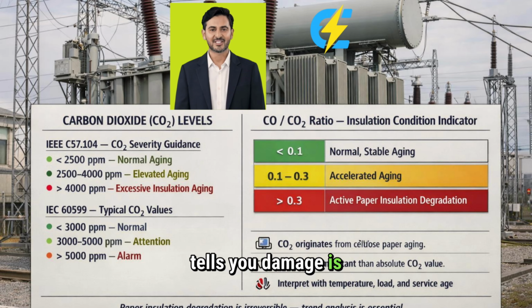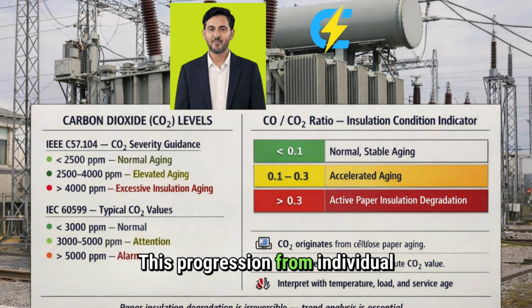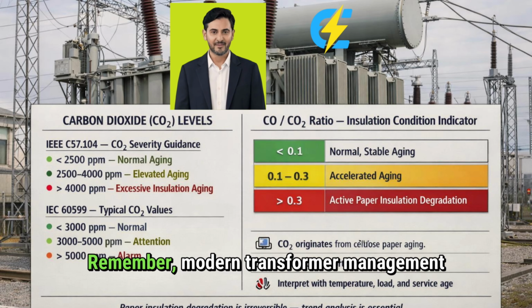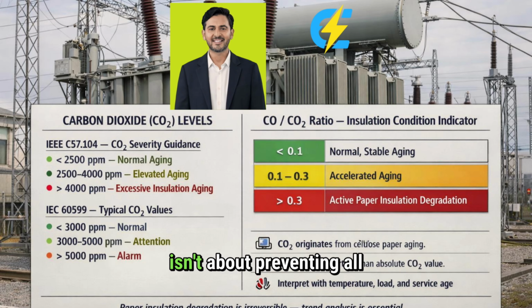CO tells you damage is happening. Carbon dioxide tells you aging has happened. Carbon dioxide to CO tells you how fast life is reducing. This progression from individual gases to ratios represents the evolution from basic DGA to advanced asset management. Remember, modern transformer management isn't about preventing all aging. That's impossible. It's about understanding the rate of aging and making informed decisions based on that understanding. The carbon dioxide to CO ratio is your window into this process.